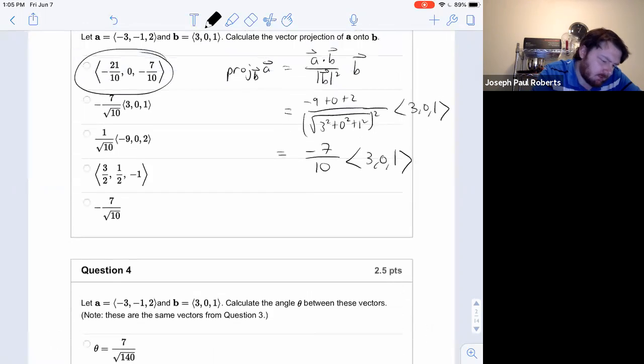Just be careful. I think one of these might have been B onto A. You have to be careful you're projecting onto the right vector. But anyway, there we go.